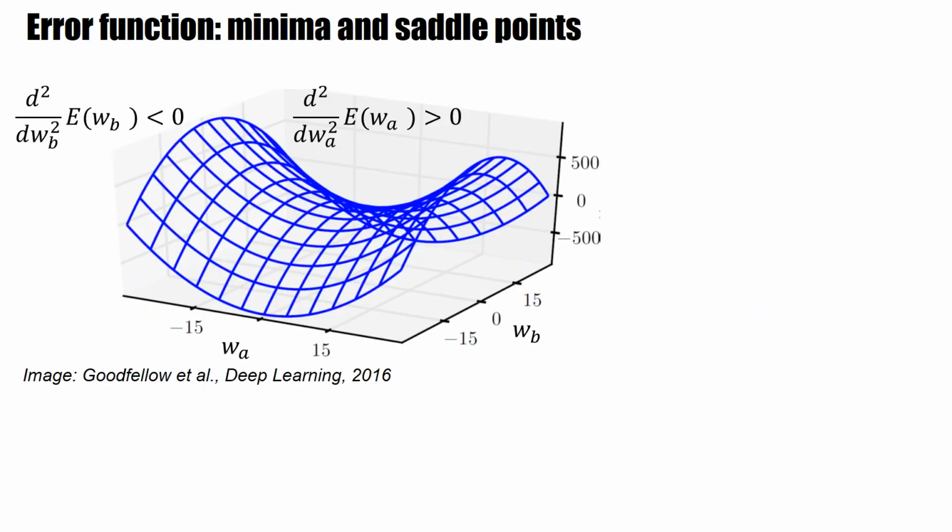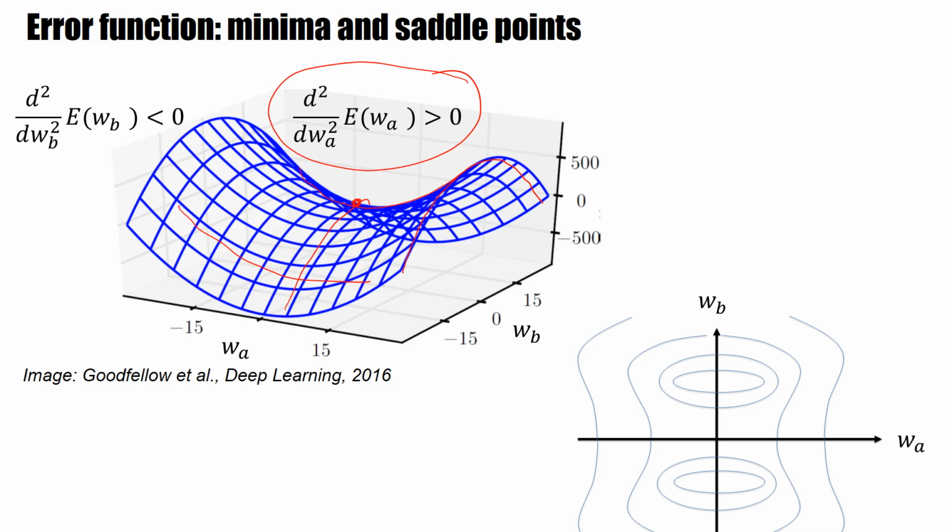So this was a plot in one dimension. In two dimensions, it's a bit more complicated because it's possible that the second derivative is negative in one direction, yet it's positive in the other direction. And then this is a point called a saddle point, where the derivative is zero, but it's a minimum in one direction and it's a maximum in the other direction.